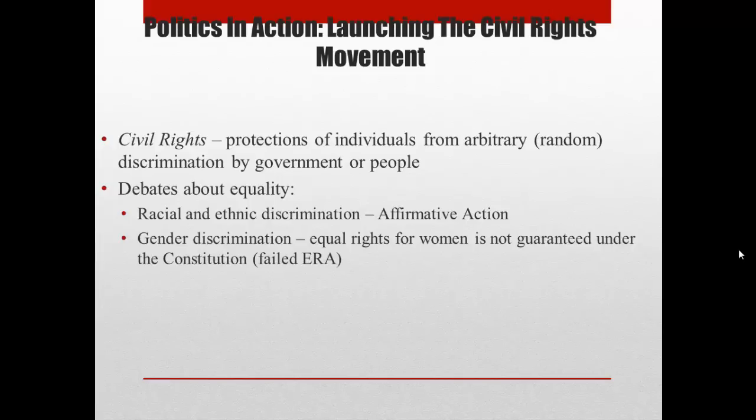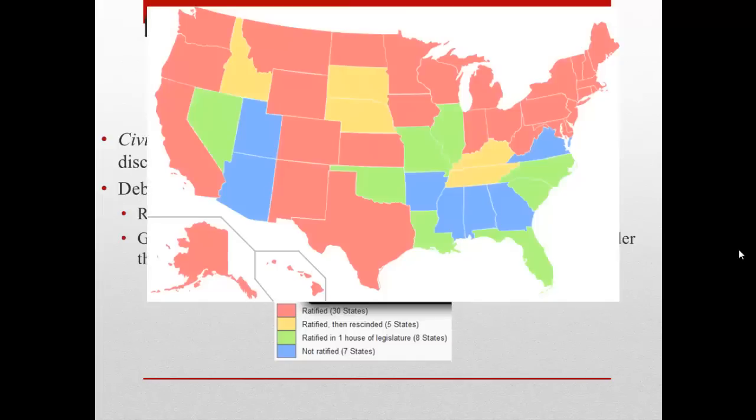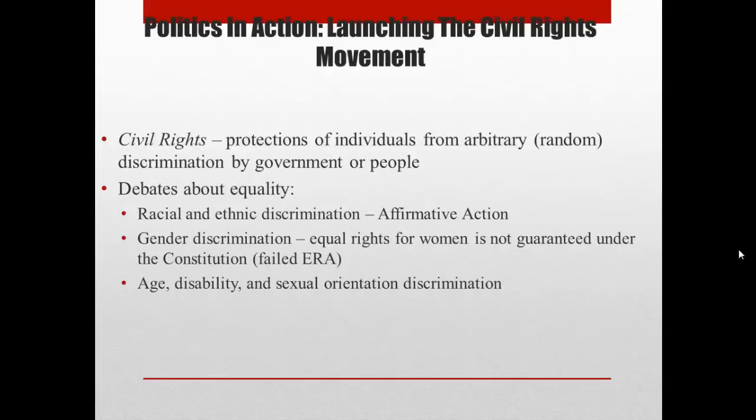For gender discrimination, equal rights for women is not guaranteed under the Constitution. There was this failed Equal Rights Amendment. If you take a look at this map here, you will see this was proposed in the 1920s, passed by Congress in 1972, and then not ratified by the states. It fell 3 states shy of the 38 necessary to amend the Constitution and add the Equal Rights Amendment. And age, disability, and sexual orientation is also a form of discrimination that people face as well.